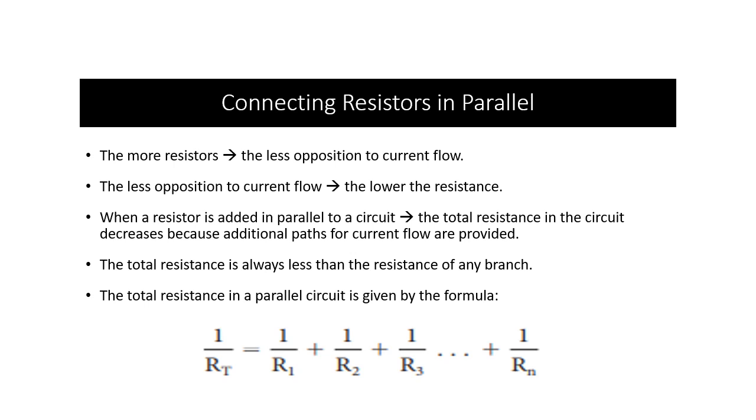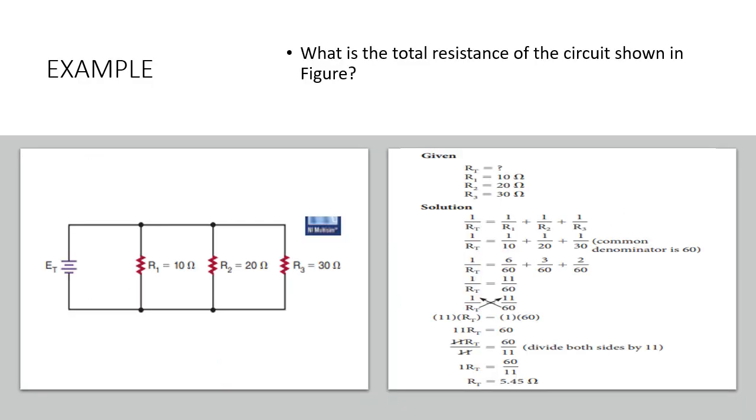The total resistance in a parallel circuit is given by the formula 1 over RT equals 1 over R1, plus 1 over R2, plus 1 over R3, plus until 1 over Rn. Again, RT is the total resistance, R1, R2, and R3 are the individual branch resistors, and Rn is the number of the last resistor in the circuit. Example: what is the total resistance of the circuit shown in the figure?